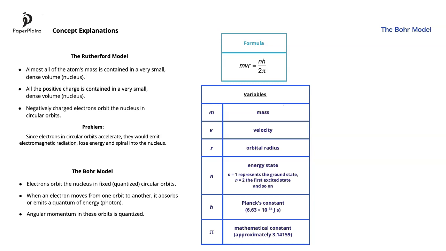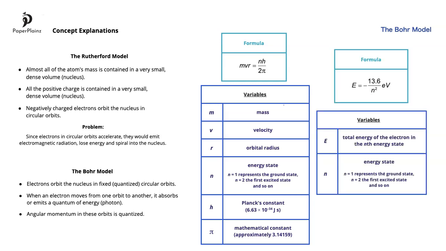The second equation related to the Bohr model is this. Here are the related variables. Note that eV in this equation just means that the energy value is in electron volts. Also, you might have noticed that the energy here is negative. This is because the electron is bound to the nucleus, and in order to move the electron from a lower to a higher orbit or energy state, energy must be supplied to the atom.